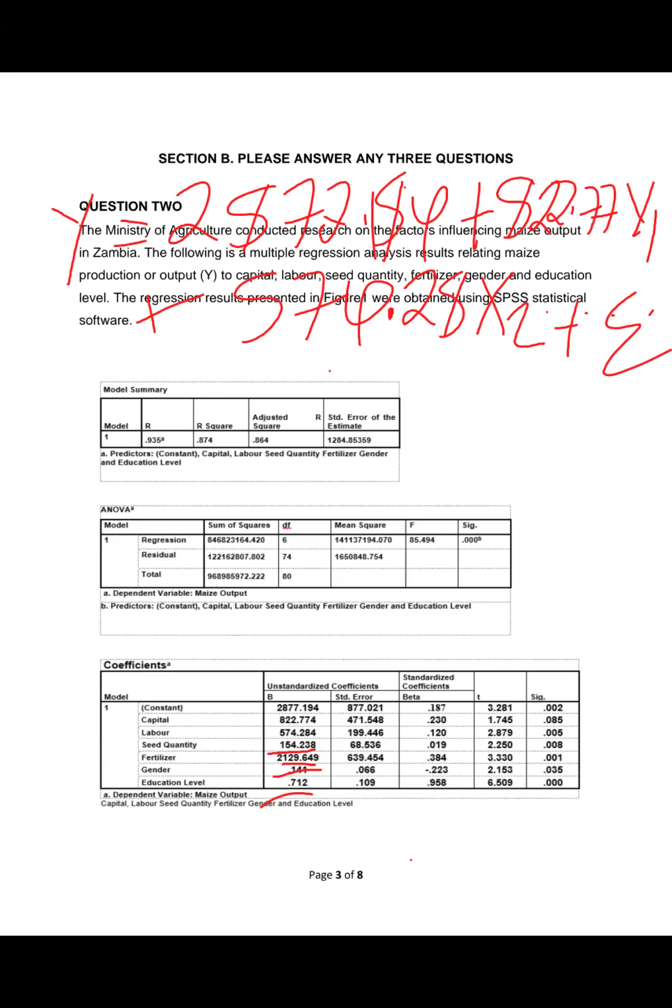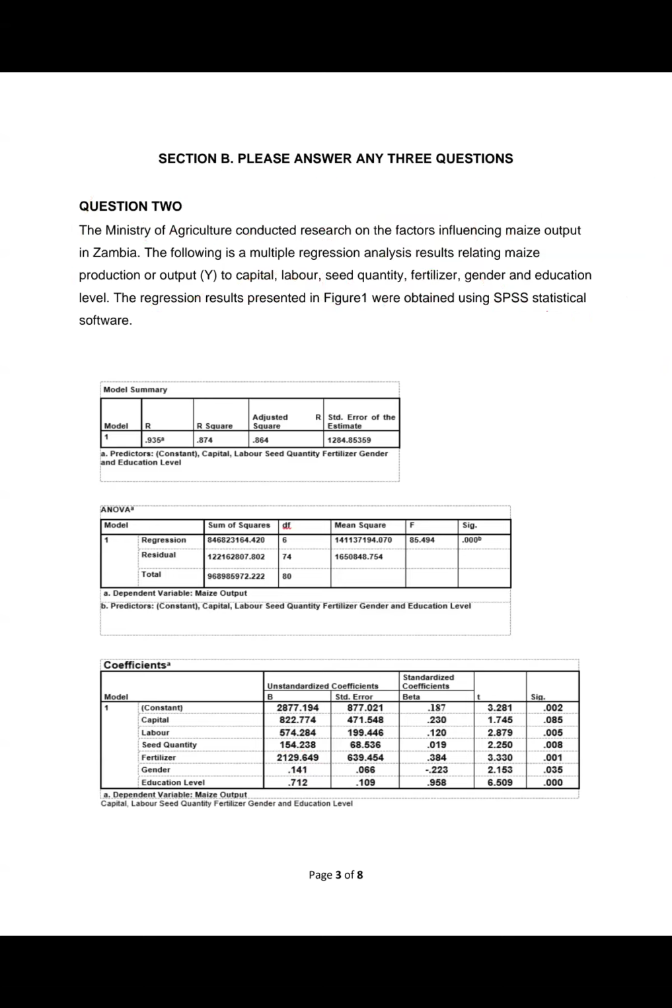Are we still connected? Yes, we are still connected. Any question? No, for now.